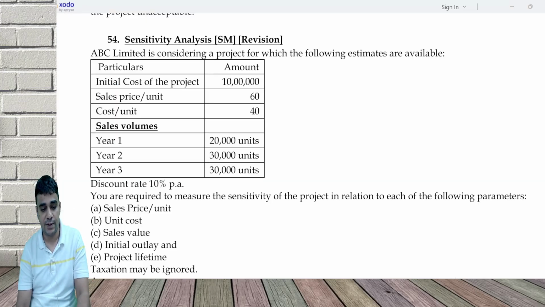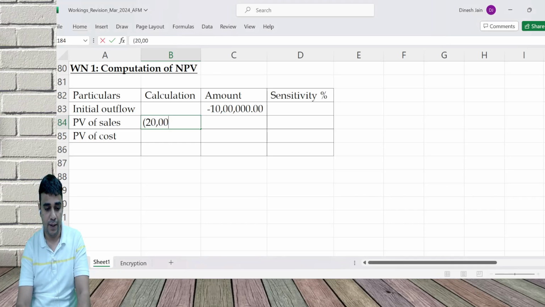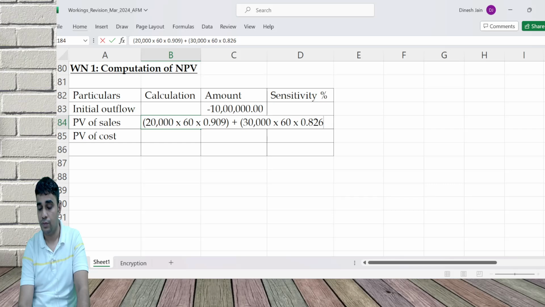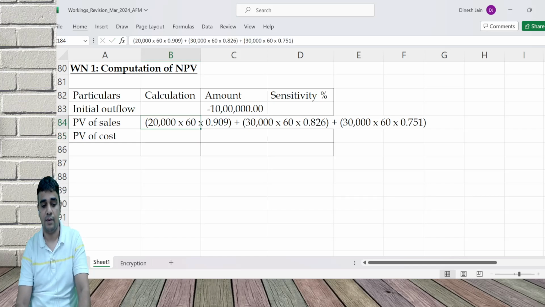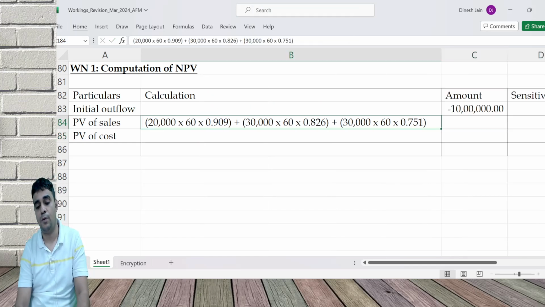First year, how many units? 20,000 into 60 into first year factor 0.909. Second year, how many units? 30,000 into 60 into 0.826. Third year, how many units? Into 60, into 751.